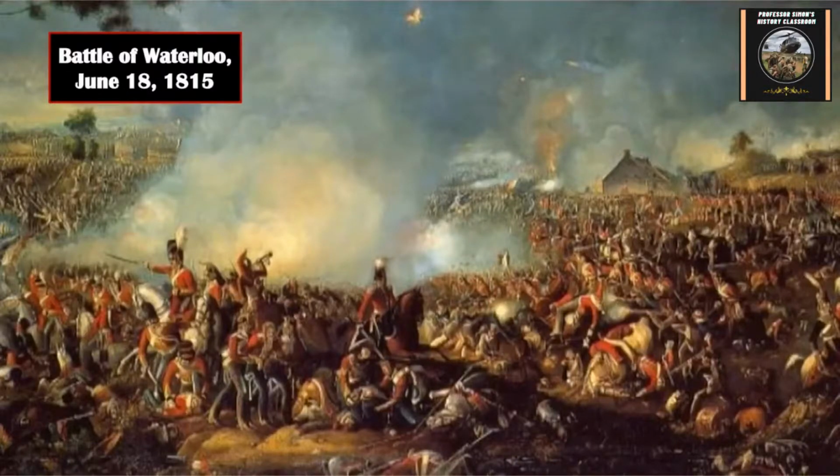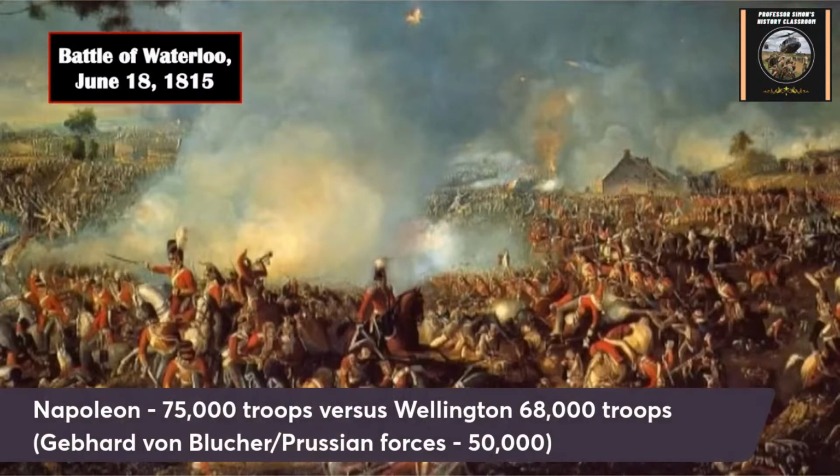The two would eventually fight it out on June 18th, 1815, at Waterloo, a nearby village in central Belgium. Mostly he fought the British forces of the Duke of Wellington, but you also had the Prussian forces coming up the road. Wellington had about 68,000 troops, and Gebhard von Blucher, a Prussian general, had about 50,000. Napoleon had about 70-something thousand troops.